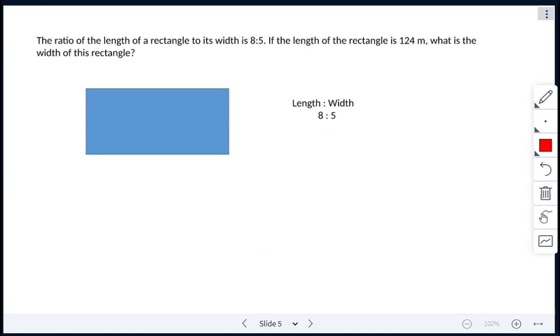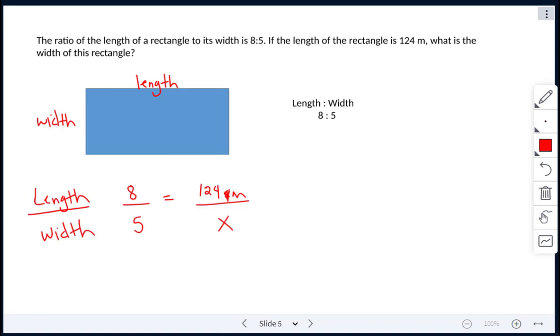Okay, so for this example, the ratio of the length of a rectangle, this is its length, this way is length, to its width, this would be width, is 8 to 5. That is the ratio. Now you're given the length is 124 meters. What would the width of the rectangle be? Set up a ratio and then go ahead and solve that.